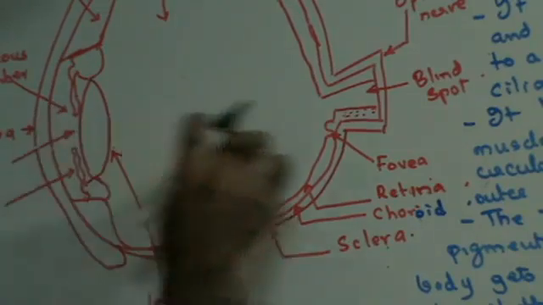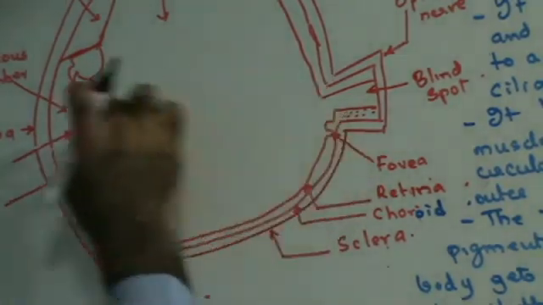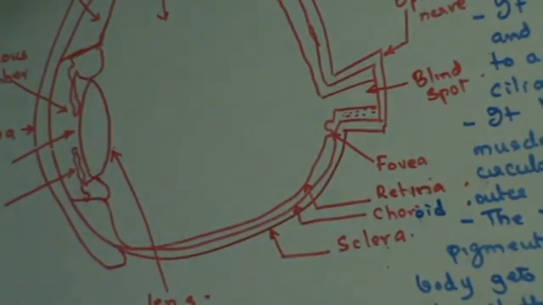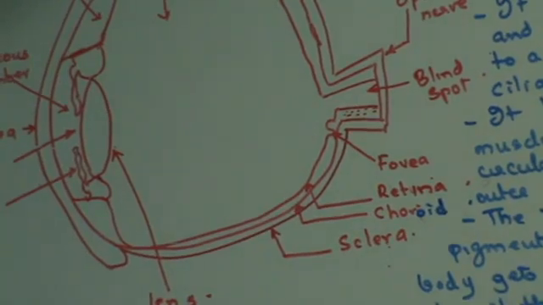So here you have this region which is exactly opposite to the cornea, and this region is called the yellow spot, right? Ideally you would have a clear image when light falls on the yellow spot. Fine, do we get this thing here?